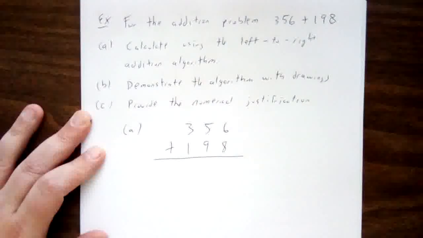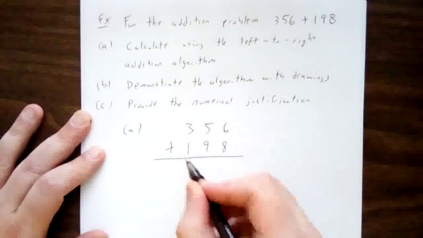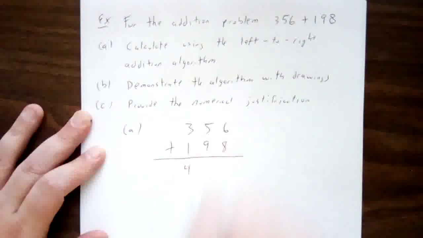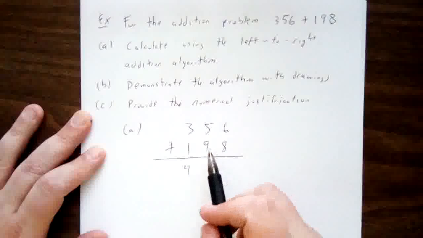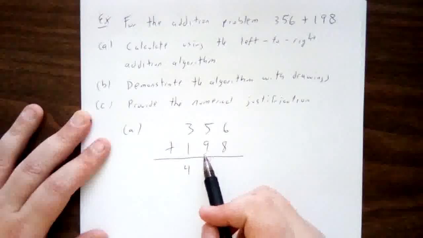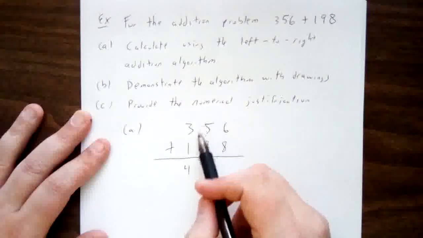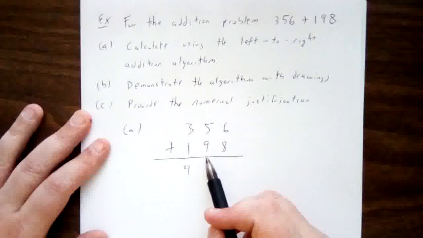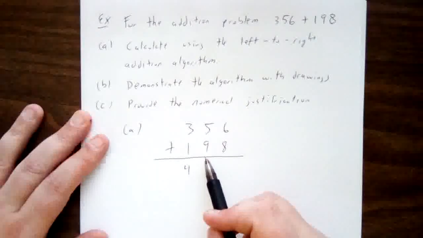We'll add digit by digit, 300 plus 100 giving us 400. And if it comes to the point where we have an amount that's added up as 10 or more, then we'll deal with our carrying in a slightly different way. Here in the tens place, we have 5 tens plus 9 tens, which gives us 14 tens.